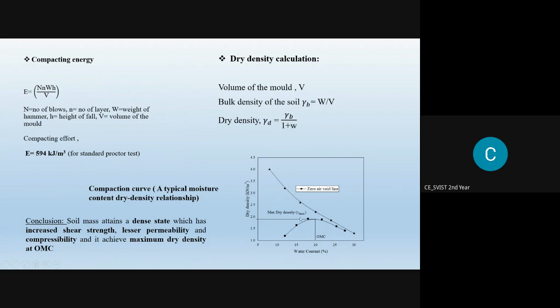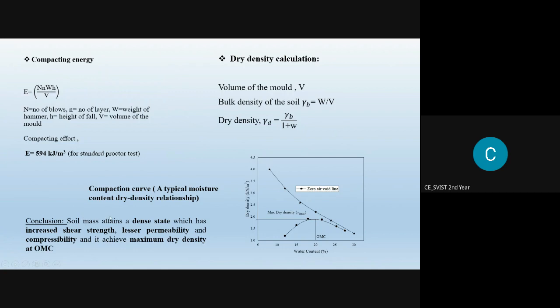This point is called the maximum density. In the compaction test, we generally have to determine the maximum density and the optimum moisture content. Another thing you can memorize: the total compaction energy required for the standard Proctor test is 594 kilojoule per meter cube. This is also important for MCQ courses.